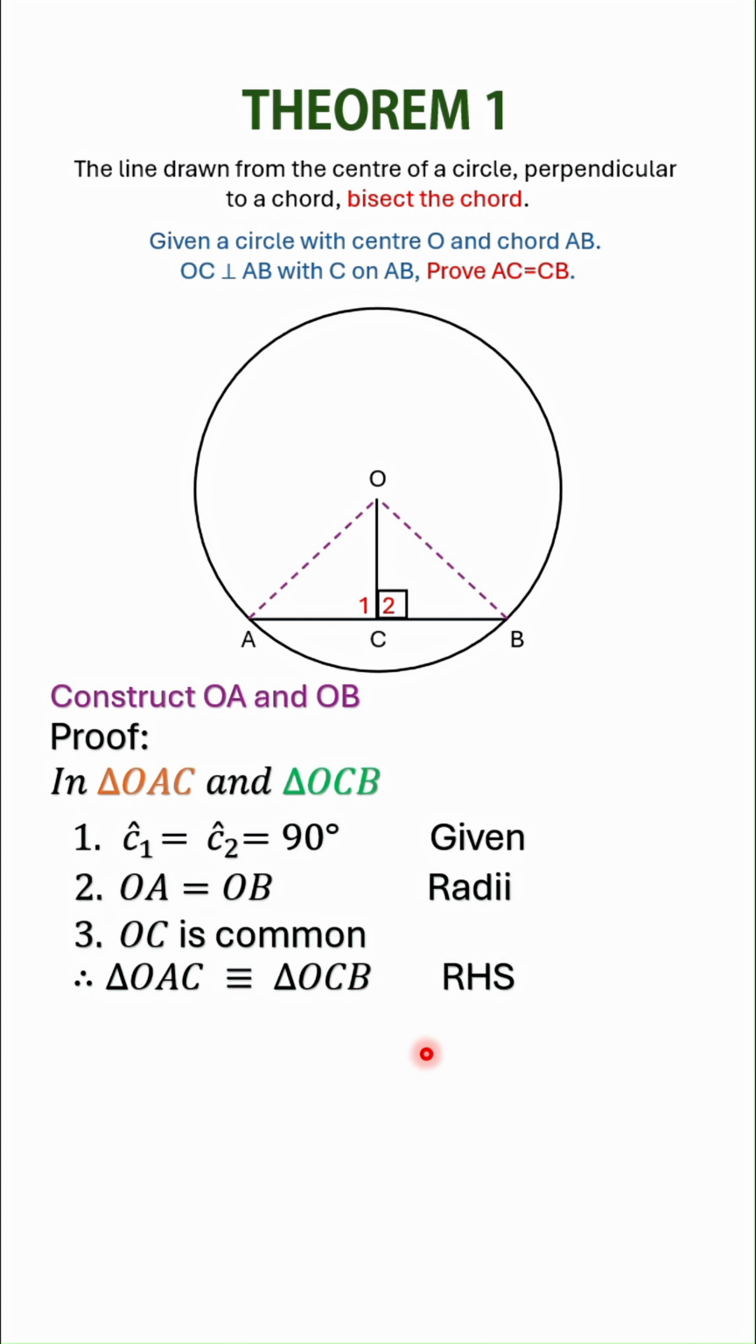And then if we have proved the congruency, we can now conclude that the length of AC will be equal to the length of CB because the two triangles are congruent to each other.